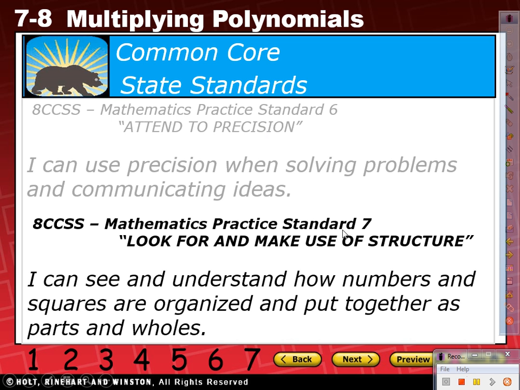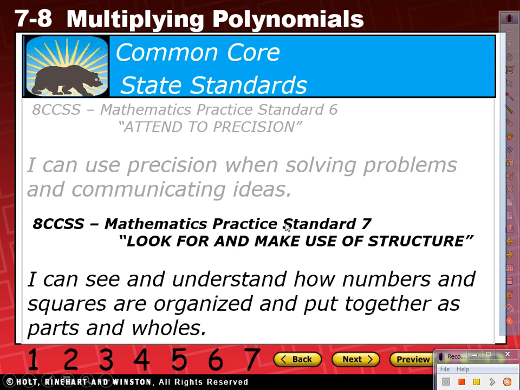But this week, I'm introducing a new one. This one is Math Practice Standard number 7, which means structure. What does that mean? It means I can see and understand how numbers and squares are organized and put together as a part or a whole. We're going to connect numbers to squares. So today I'm going to show you something that we call the area model. That's why today I gave you the notes, because it's going to require more of you focused on what we're doing. We're still attending to precision, Math Practice Standard number 6, but Math Practice Standard number 7, which is structure, is seeing numbers using squares or rectangles.